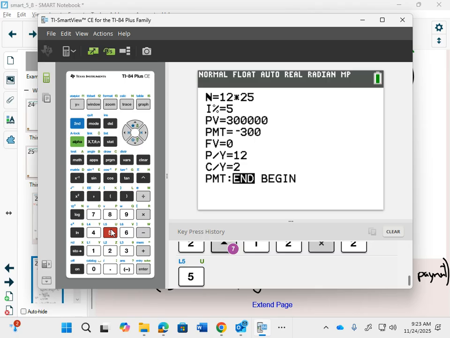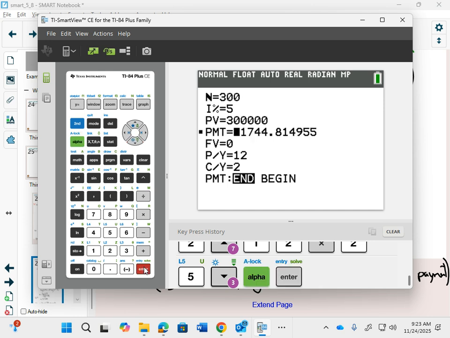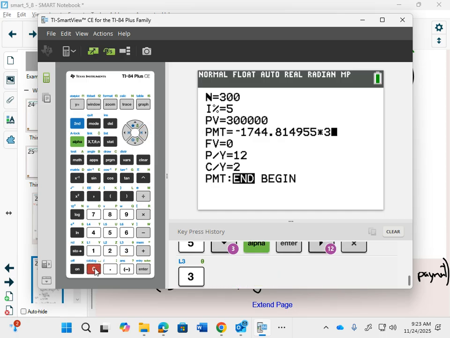What this program can do here is, with an interest rate of 5%, we want to know how much is this house going to cost us. If we want to pay it off in 25 years, I can go alpha solve, and my payments are $1,744 per month. How much are you going to pay for this house when you're done? You're going to do this 300 times.